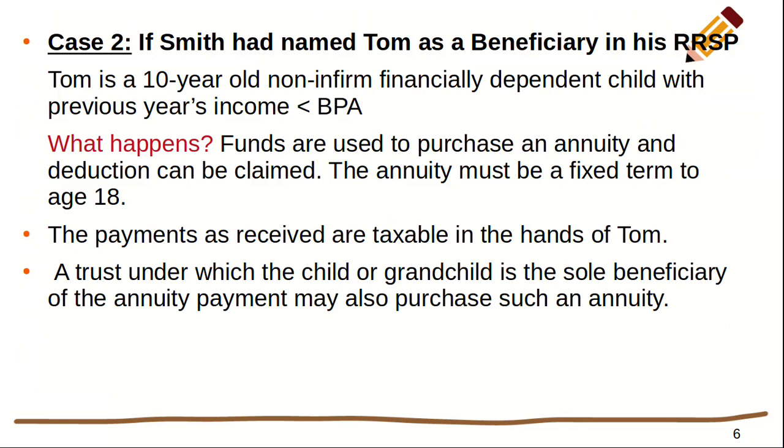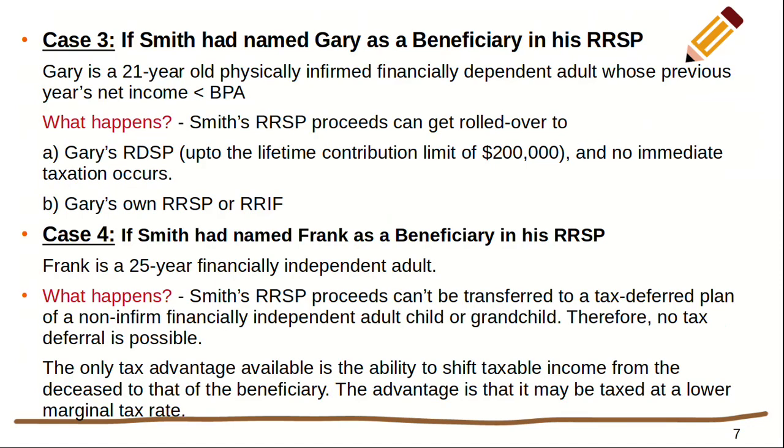Okay, now let's see the case 2. If Smith had named Tom as a beneficiary in his RRSP, then what would happen? We know that Tom is a 10-year-old non-infirm, financially dependent child. So what happens? The funds from Smith's RRSP are used to purchase an annuity for Tom and the deduction can be claimed. The annuity must be a fixed term to age 18. The payments as received by Tom are taxable in his hands. A trust under which the child or grandchild is the sole beneficiary of the annuity payment may also purchase such an annuity.